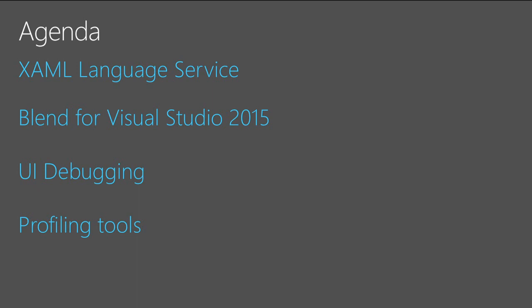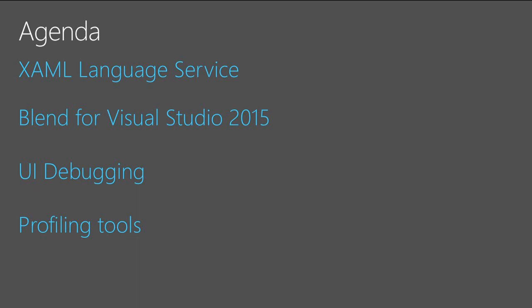The second one is Blend for Visual Studio 2015. Blend has changed dramatically this release. It's not based on the old Expression suite of products anymore. It's actually based on the VS Shell itself, and thus it has a lot of new functionality that comes from VS. And we'll go over some of those new capabilities of Blend.